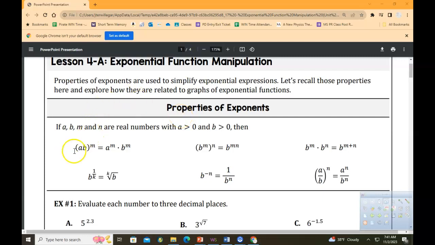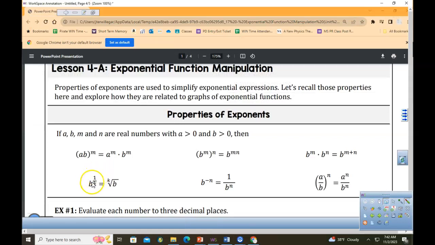You guys remember that if I take the product of two numbers and take it to a power, that power goes to each. That's a to the m times b to the m. A power to a power, you multiply your powers. A power times a power, you add them. You never do the same operation twice. So here we're exponent to exponent, so we multiply. That's different. Here we're multiplying, so we add. Different operations. Okay.